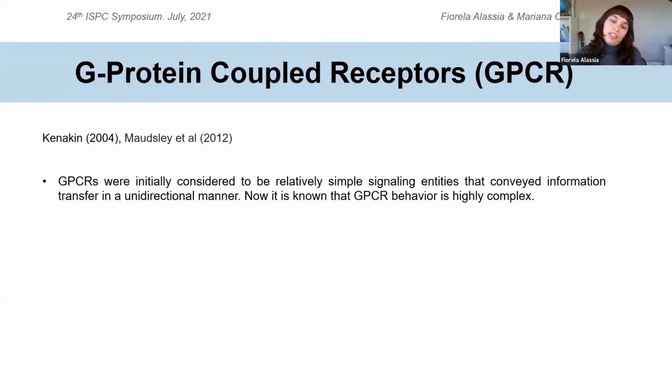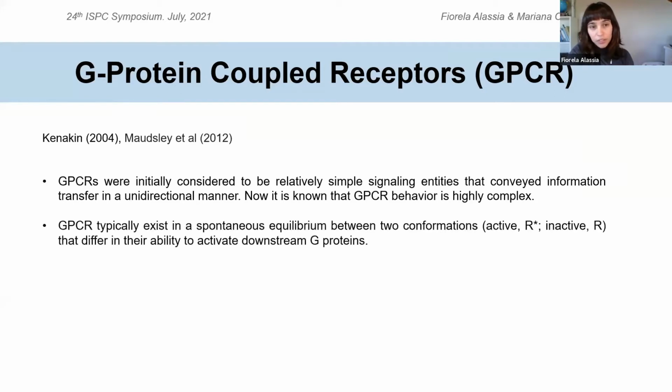GPCRs were initially considered to be relatively simple signaling entities that conveyed information transfer in a unidirectional manner. Now it is known that GPCR behavior is highly complex. They typically exist in a spontaneous equilibrium between two conformations, the active one and the inactive one, that differ in their ability to activate downstream G proteins. G proteins are intracellular proteins connected to this system of signaling.